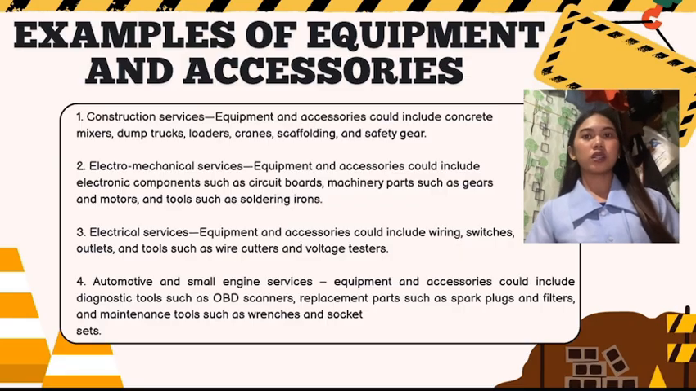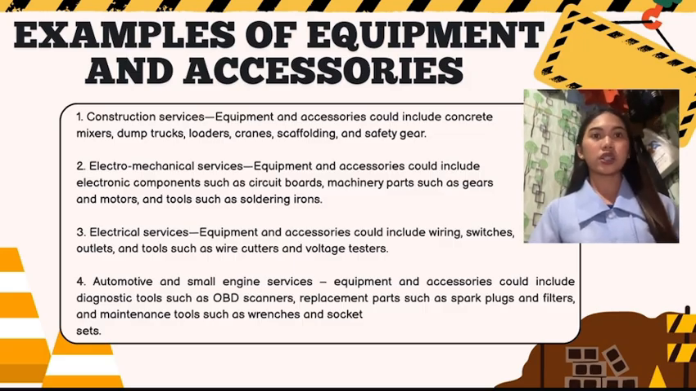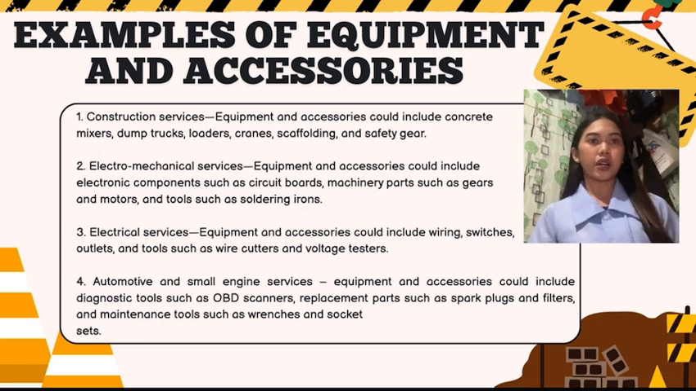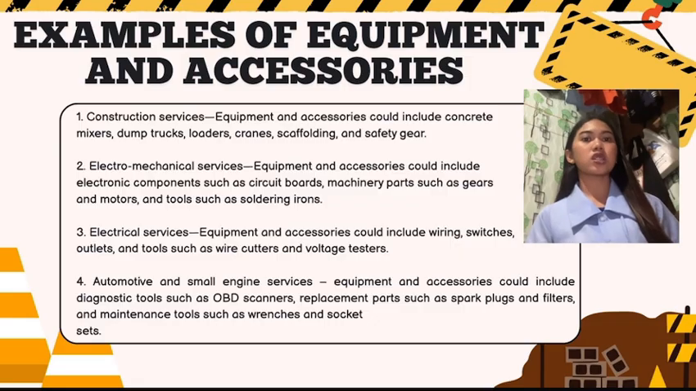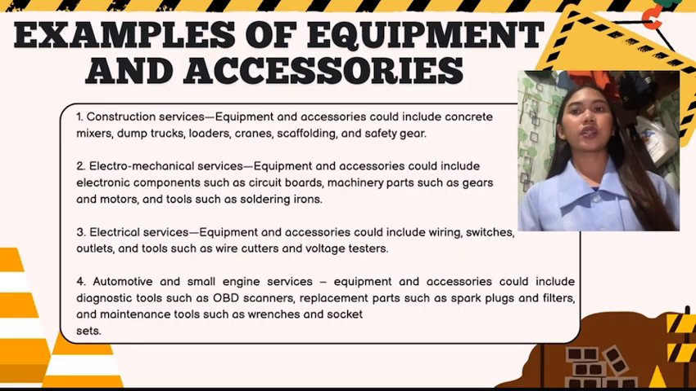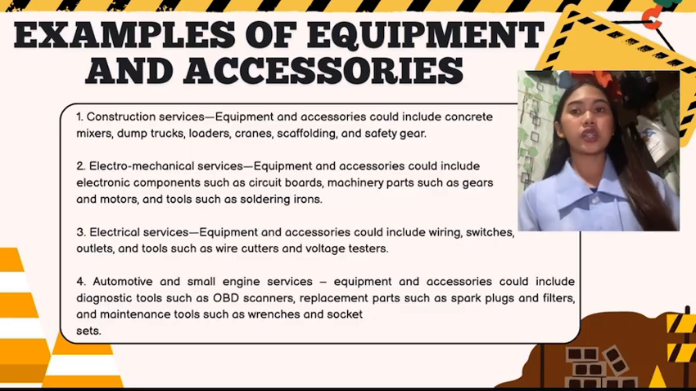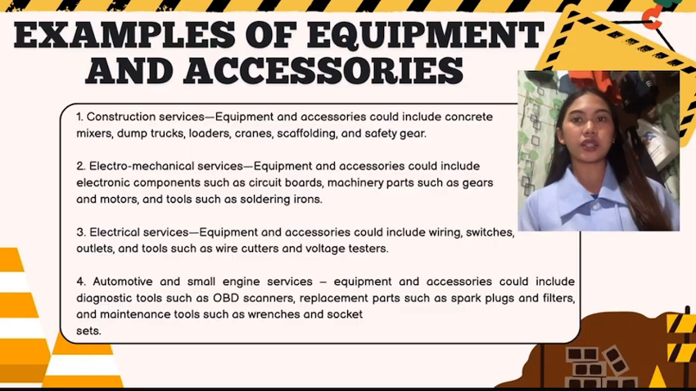The second example is electromechanical services. Equipment and accessories could include electronic components such as circuit boards, machinery parts such as gears and motors, and tools such as soldering irons. The third example is electrical services. Equipment and accessories could include wirings, switches, outlets, and tools such as wire cutters.